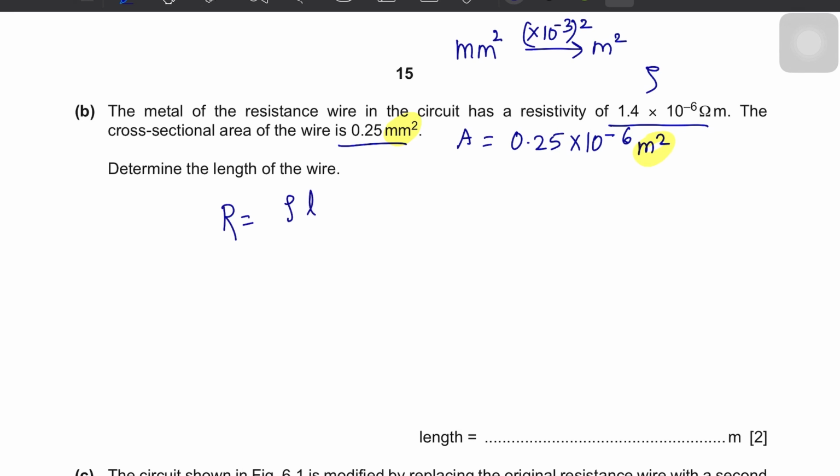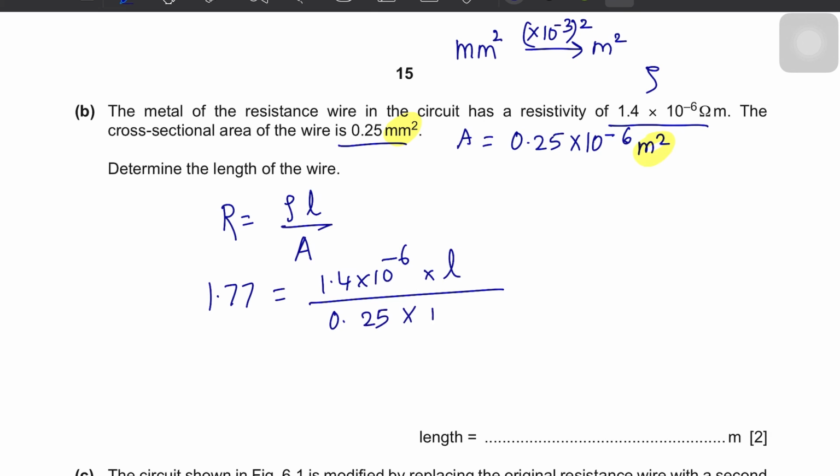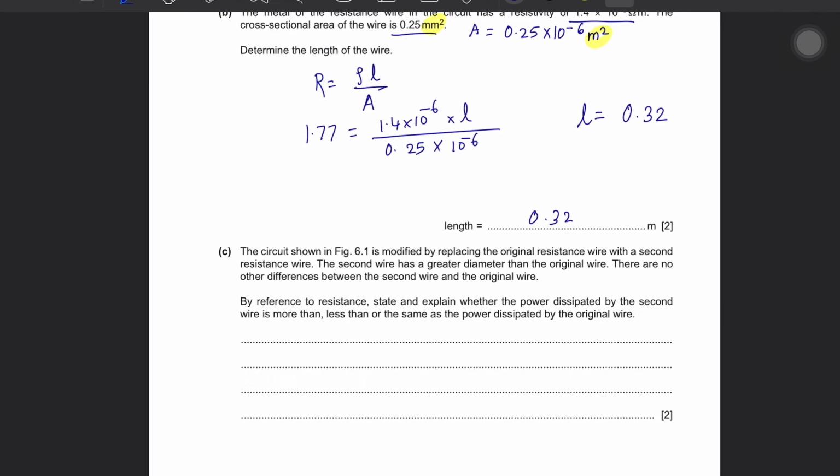Then we'll use the formula for resistance, length, resistivity and area, which is R equal to rho L over A. Substitute. What's the rho given? 1.4 into 10 to the power negative 6. The length is not known. Area of cross section is 0.25 times 10 to the power negative 6. We can calculate this to get the value of L. It will come out as 0.32, and that's our answer.